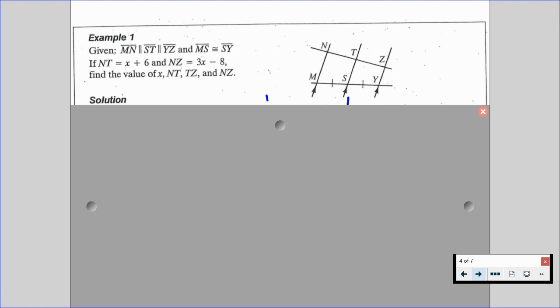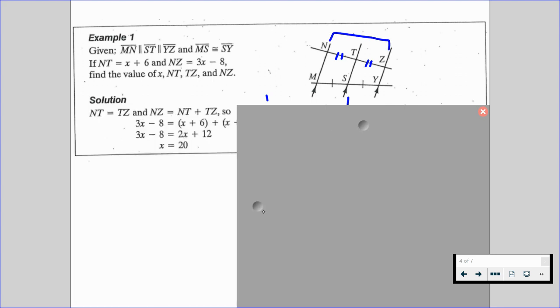Well, we know that the length of MS is equal to the length of SY, or those two segments are congruent, which means that NT is going to be congruent to TZ. And we also know that if we add the length of NT to the length of TZ, that's going to give us the entire length of NZ. So as we plug all this in, we know that 3x minus 8, which is the length of NZ, is equal to x plus 6 plus x plus 6. When we solve, we get that x is going to be 20.